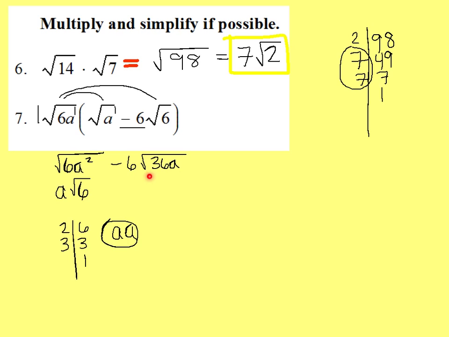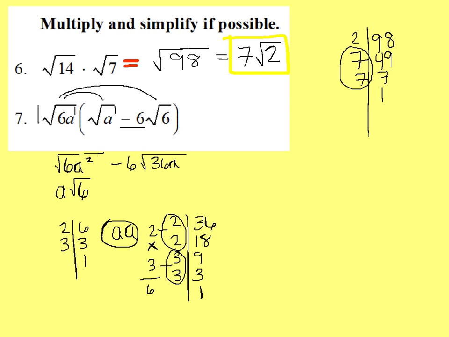Breaking down this other radical, 36a, well, we only have 1 a, so no a's can leave because we need 2 in order to leave. But the 36, well, we can break that down. 2 goes into 36 18 times. 2 goes into 18 9. 3 goes into 9 3. 3 goes into 3 once. So we have a group of 2's, and we have a group of 3's. So 1 2 gets to leave, and 1 3 gets to leave, and they multiply together to give us 6. So 6 gets to come out.